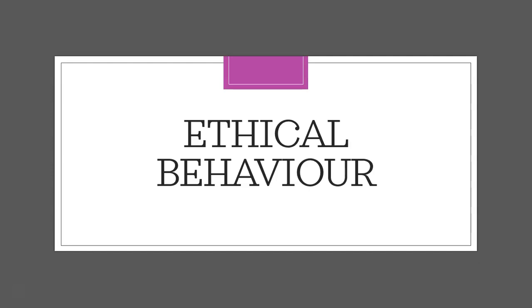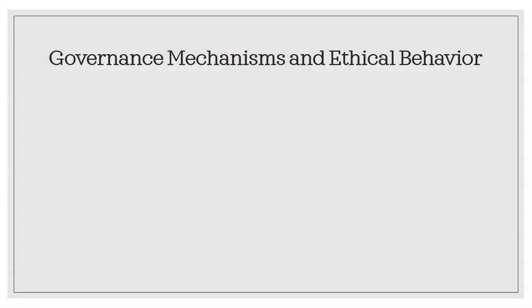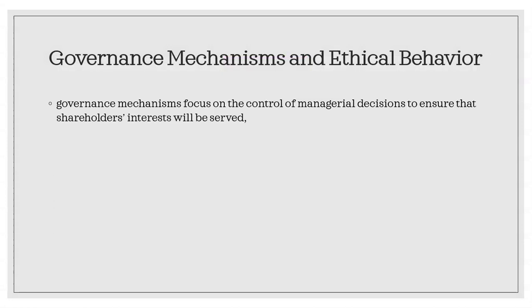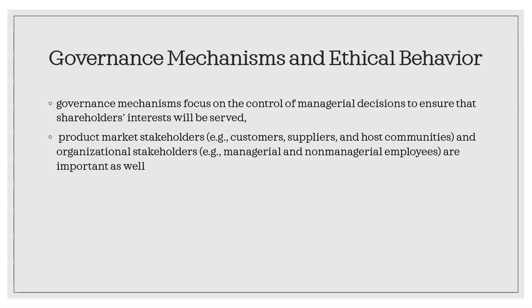The last topic I'm going to look at is ethical behavior and corporate governance. Governance mechanisms focus on the control of managerial decisions that ensure that shareholders' interests will be served. Product market stakeholders, those are the customers, the suppliers, and host communities, and organizational stakeholders, which are managerial and non-managerial employees, are important as well. So it is saying it's not just the owners of the company that are important. The product market stakeholders and the organizational stakeholders are important as well.